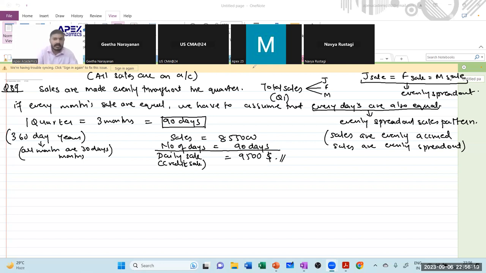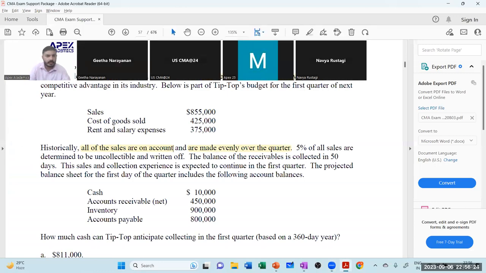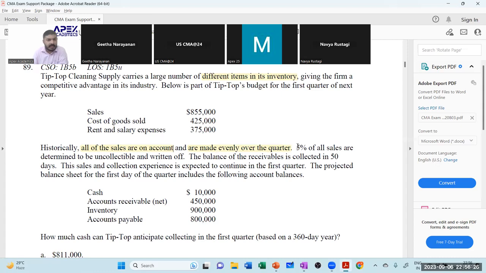I'm rubbing this so that I can highlight in the question. Now please pay attention over here. Now 5% of all the sales are written off as bad debts. The balance of the receivables is collected in 50 days. This is the most important dialogue in the question. The sales and collection experience is expected to continue in the first quarter, meaning this pattern of 5% bad debts and 50 days collection is going to happen.